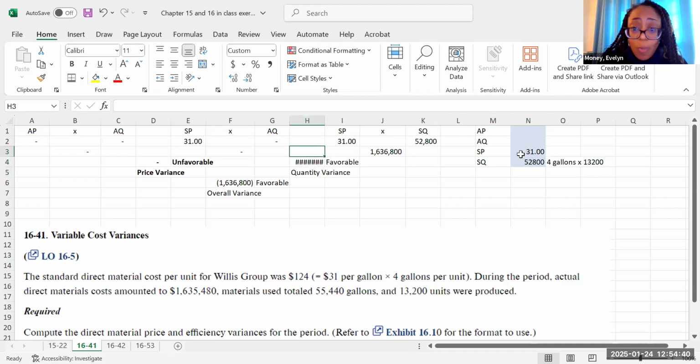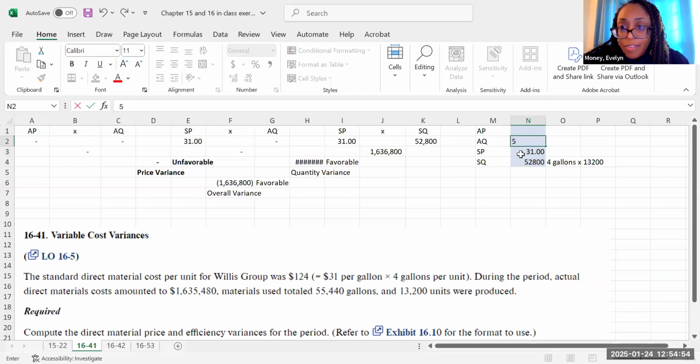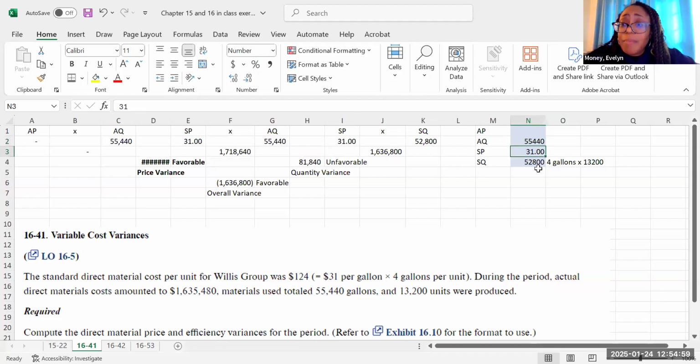Now, the actual price during the period, actual direct materials cost, they didn't give me that number. Let's see. Materials used was 55,440, which when I look at that, does compare to the 52,800. I ended up using a ton more materials than what I expected.